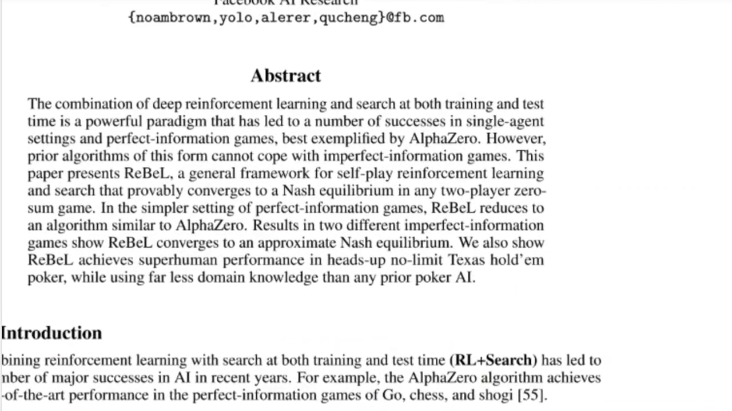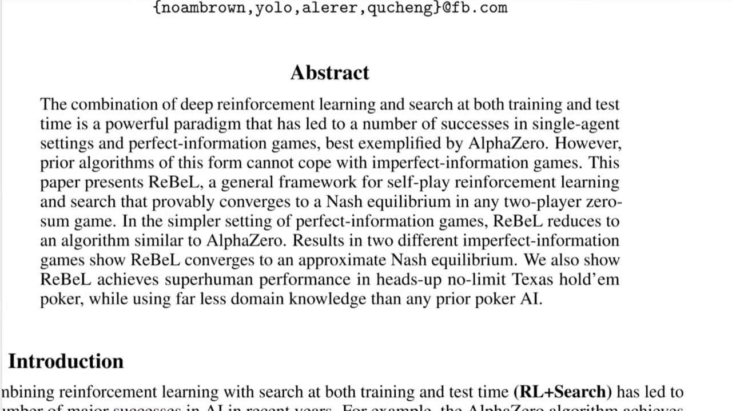So let's quickly go through the abstract, then we're going to have to define a few terms, and then we can go into this algorithm. The algorithm is called ReBeL. It's a general framework for self-play reinforcement learning and search that provably converges to a Nash equilibrium in any two-player zero-sum game. Okay. It says that in the simpler setting of perfect information games, ReBeL reduces to an algorithm similar to AlphaZero.